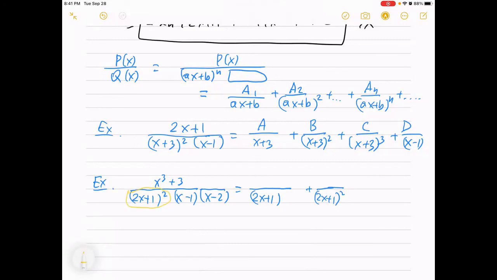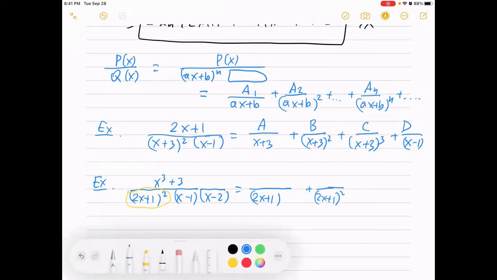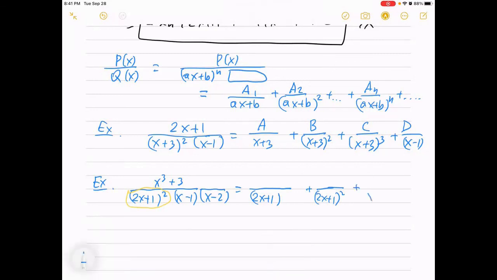So we're going to write down the corresponding decomposition 2x plus 1 and 2x plus 1 squared. Then we're going to take care of x minus 1, because it's to the first power, we're going to write it only once. And x minus 2 only once, because it's only to the first power, and then we're going to put letters on top, a, b, c, and d.